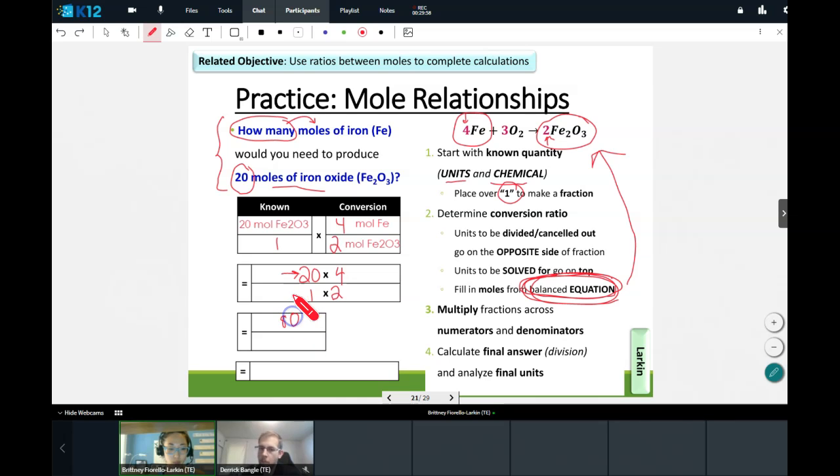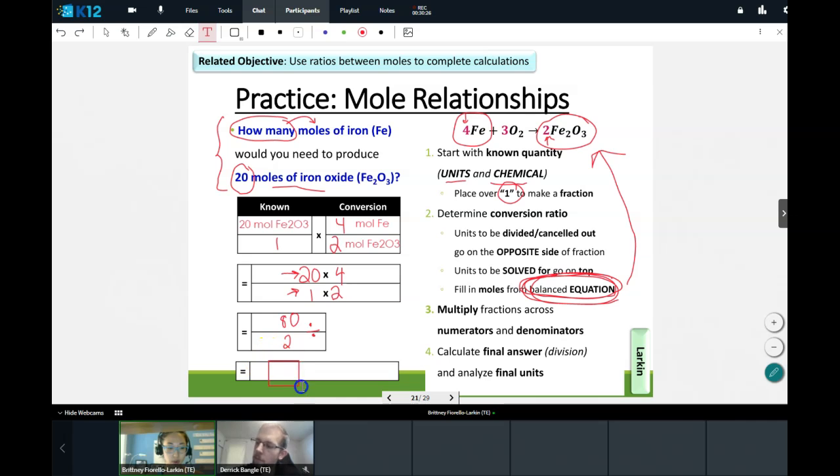Yes, 20 times 4 is going to give me 80 on top. And what about on the bottom? What is 1 times 2? Beautiful, yes. Now, we have this fraction 80 over 2. But fractions, remember, are actually just division in disguise. So 80 over 2 is actually the same as 80 divided by 2. So go ahead and simplify that even further. What is 80 divided by 2? Yes, it's 40. Awesome.